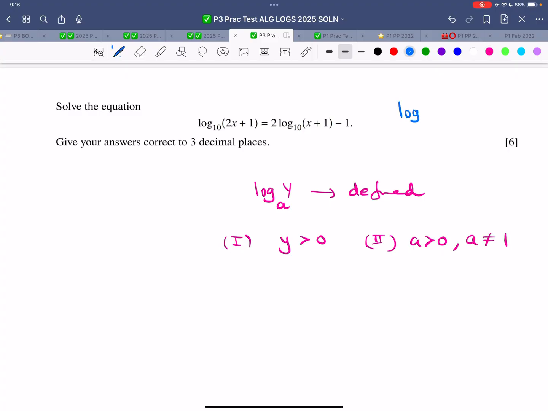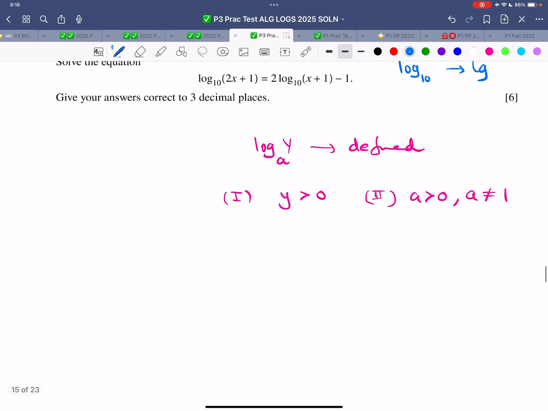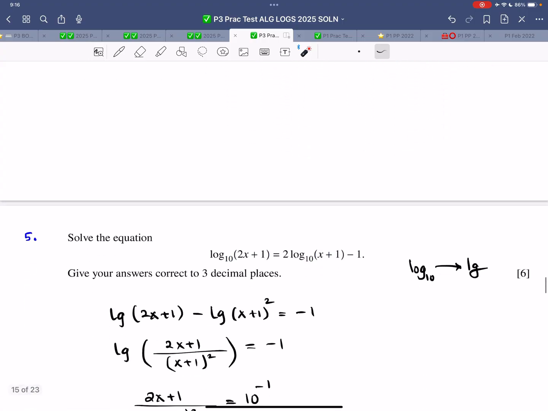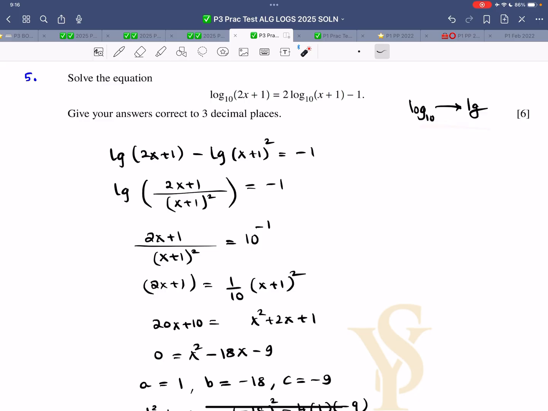What else? Log to the base 10, I'll write this as LG. There were 2 ways that we discussed in class. Either we write 1 as LG10, because LG10 is 1, and then make this the power, and we have log on both sides. The other one is the conversion from logs to indices. Whatever you want to do, state it very clearly. So LG of 2x plus 1, taken to the other side, and this 2 becomes the power over here. So there is a negative, and then this power, this equals negative 1.